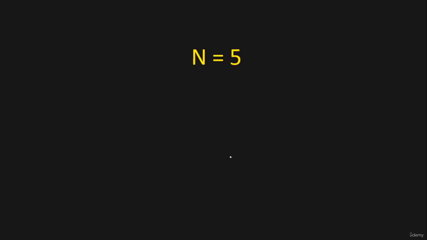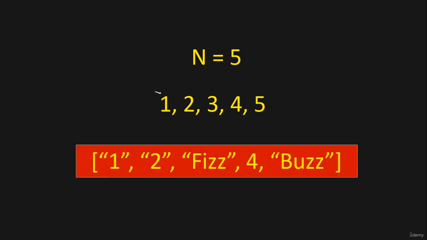For example, if you're given n equals 5, then we have numbers from 1 to 5: 1, 2, 3, 4, 5. Here 1 is not a multiple of 3 or 5, so we'll print the number. 2 is not a multiple of 3 or 5, so we print the number 2. Then here 3 is a multiple of 3, so we print fizz. Here 4 is not a multiple of 3 or 5, so we print the number, and 5 is a multiple of 5, so we print buzz. For n equals 5, we have to return this list.